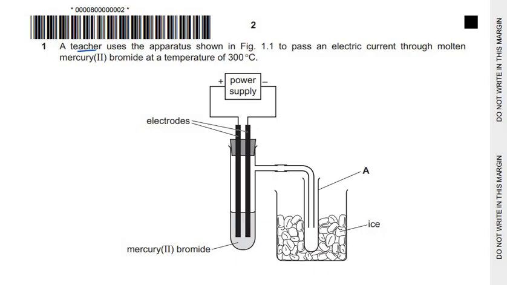Question 1 is, a teacher uses the apparatus shown in figure 1.1 to pass an electric current through molten mercury bromide at a temperature of 300 degrees Celsius, and the apparatus is shown here with all this setup. Now we can see in this apparatus setup that we have 2 electrodes labeled here. We have a power supply, we have an external circuit, we have 2 electrodes which are dipped in the mercury bromide, which is in molten form, and then there is a connecting pipe going to a boiling tube which is placed inside the beaker filled with ice, that is for the condensation.